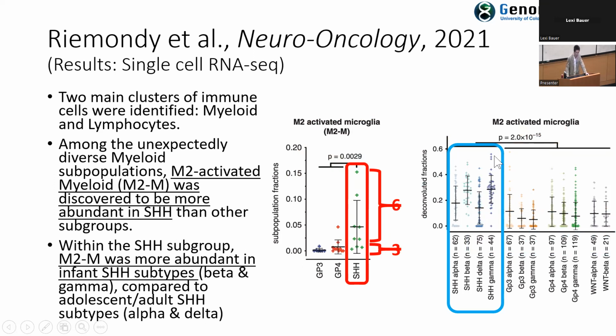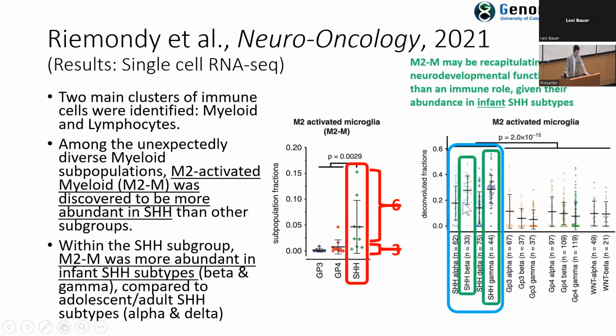And thanks to single cell RNA-seq, what you're seeing here, all of these dots, each represent a single cell. From there, they identified that this M2M enrichment is not ubiquitous across all SHH samples, but rather specific to the SHH beta and the SHH gamma subtypes. And like I said, given that these 2 subtypes originate from infants, they infer from this data that M2M may be recapitulating age-related neurodevelopmental functions rather than an immune role, given their abundance in the infant SHH subtype.